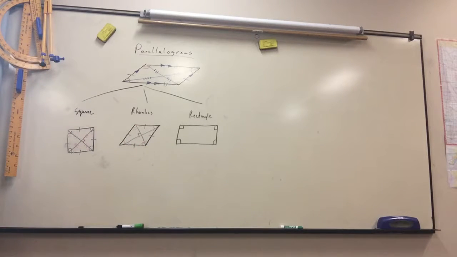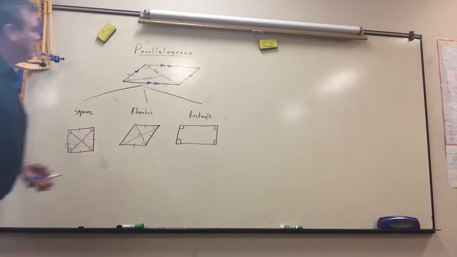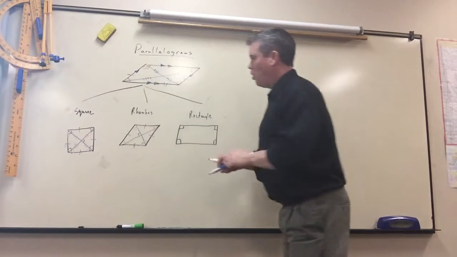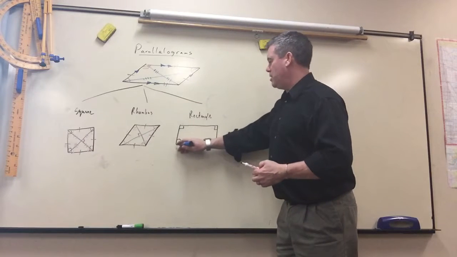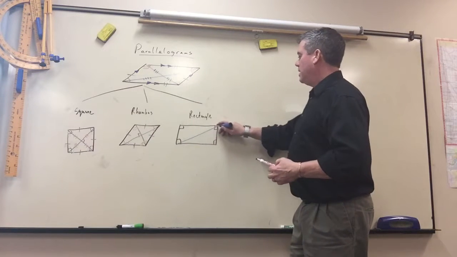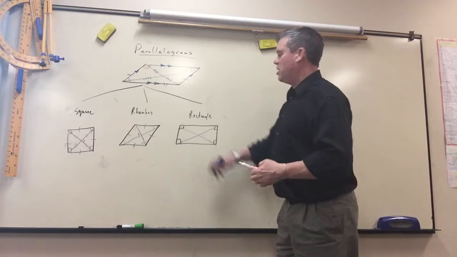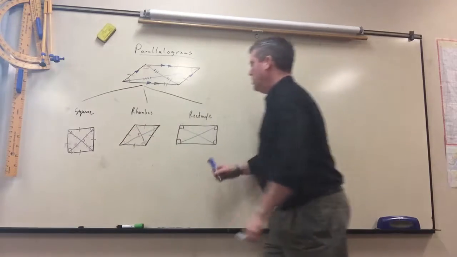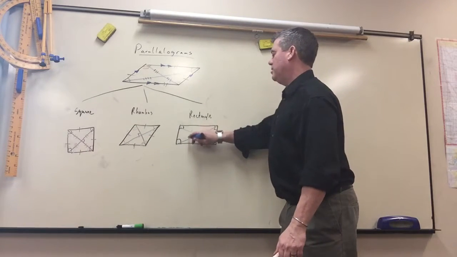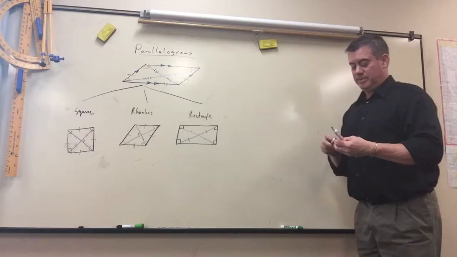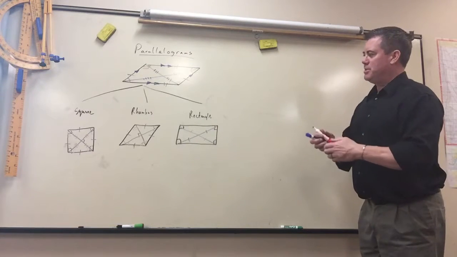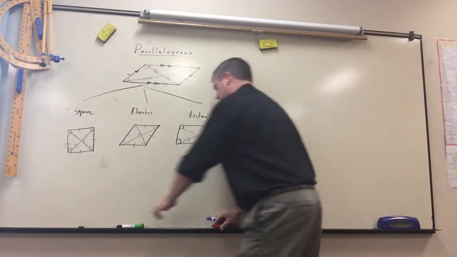Okay? The rectangle, the only thing added different from a parallelogram is the diagonals aren't perpendicular like these two, but they are all the same length. So those are the properties you need to know for them. And then we did a kite.